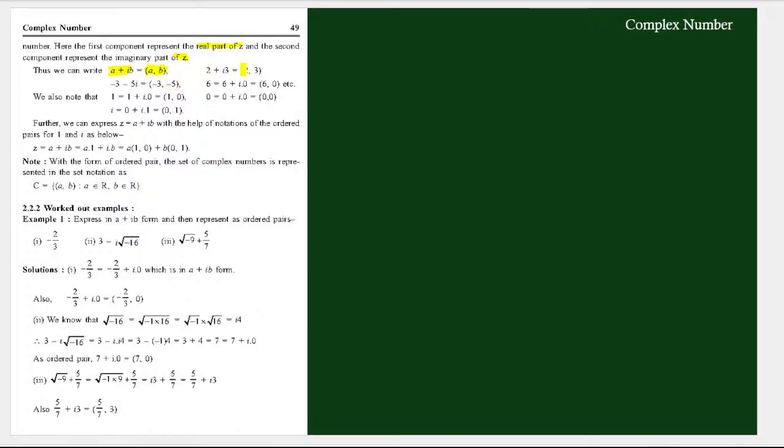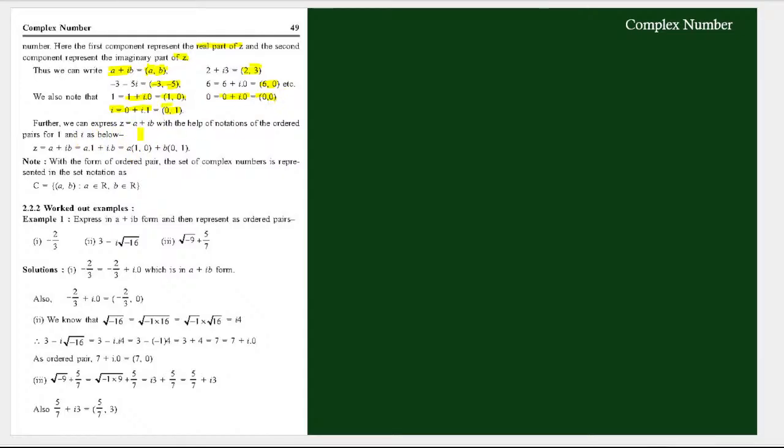So 2 plus i3 can be written as (2, 3), minus 3 minus 5i can be written as (minus 3, minus 5). 6 can be written as 6 plus i0, so (6, 0). 1 can be written as 1 plus i into 0, so (1, 0). 0 can be written as 0 plus i0, so the ordered pair will be (0, 0). And even i can be written as what? 0 plus i into 1. 1 is your b, so (0, 1). Okay.